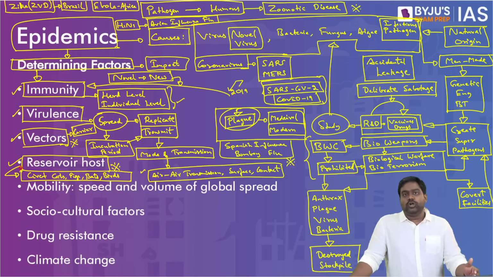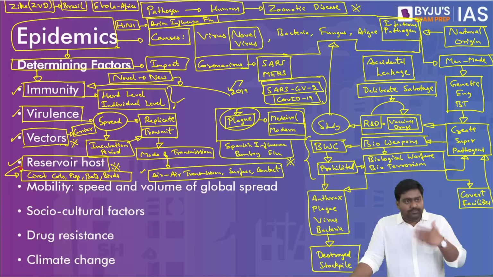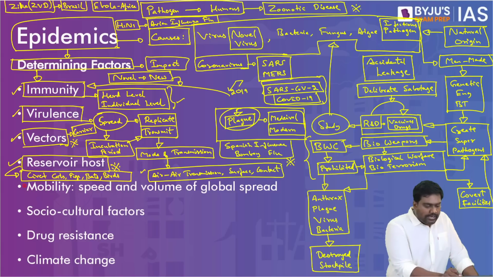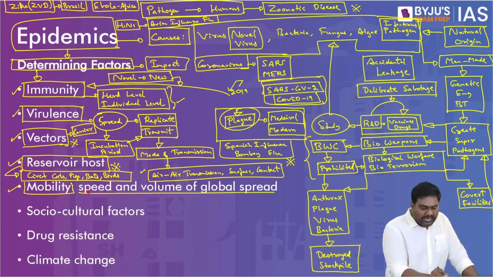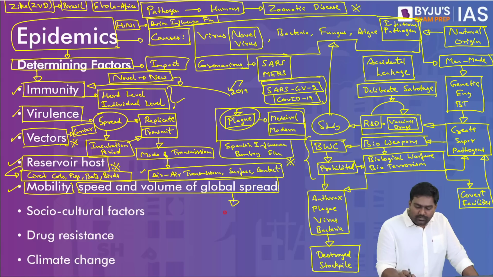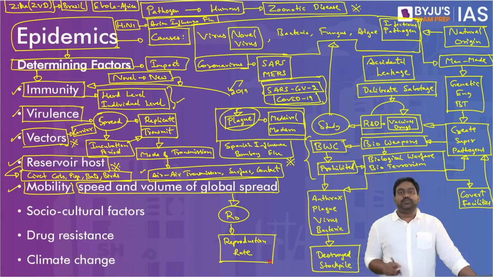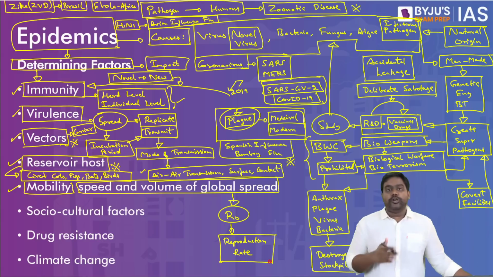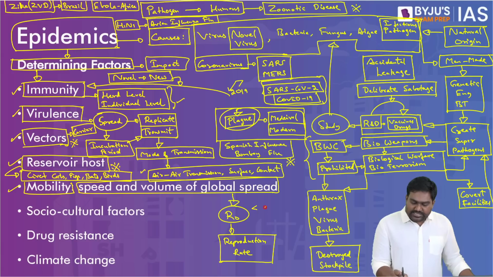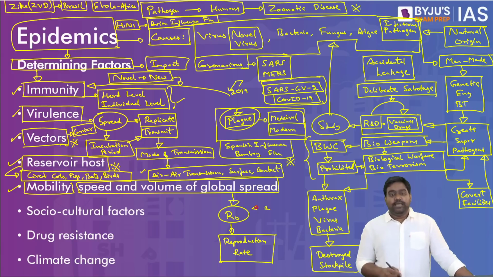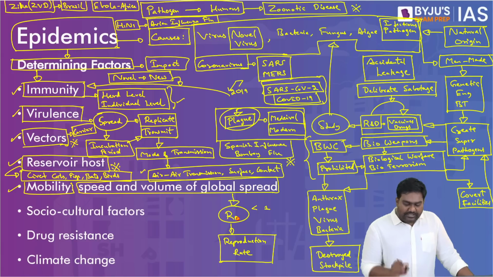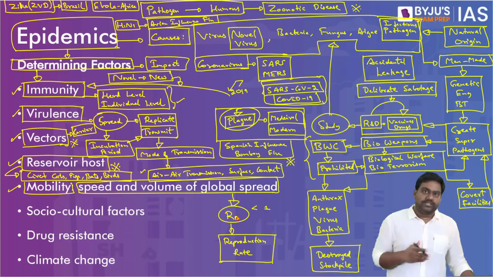There are other animals and organisms acting as vectors, carriers, who simply transmit the virus to humans. So all the factors play a critical role, and of course the mobility, the speed and the volume of spread, which we determine through R naught or the reproduction rate. The rate at which the disease is spreading through the community, determined through R naught. If R naught is less than 1, then it is manageable. It means one infected person is passing on the disease to less than one person.